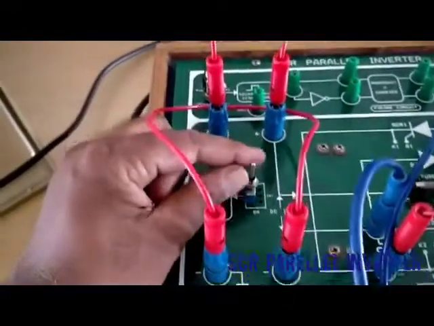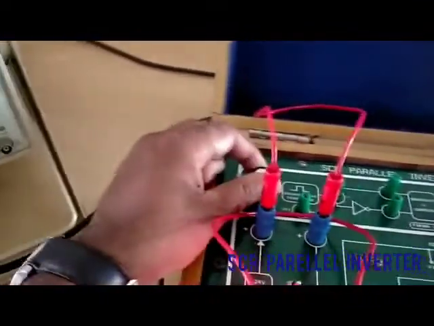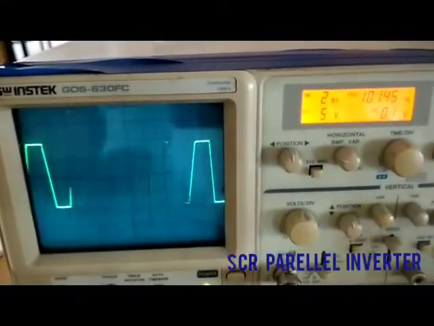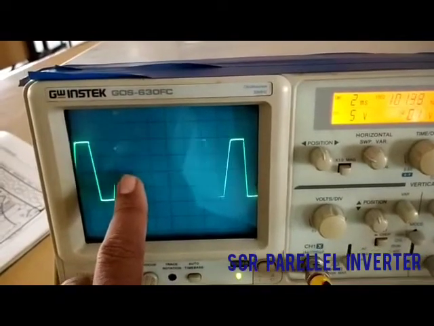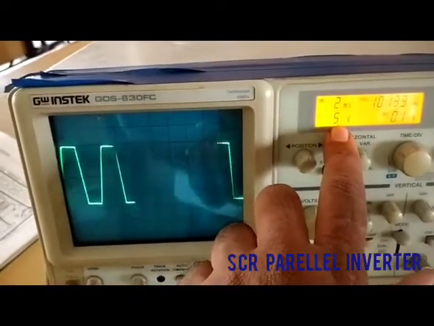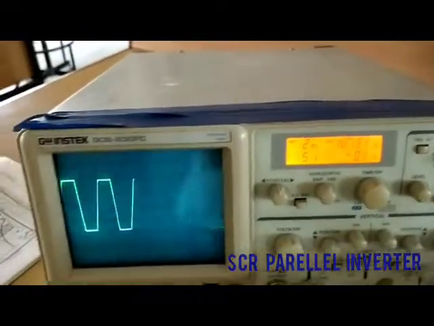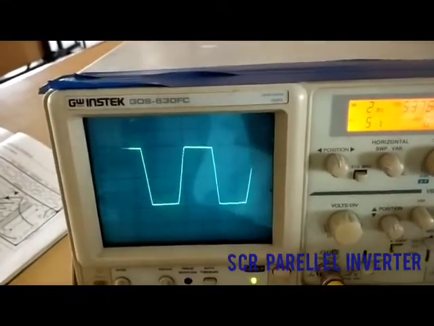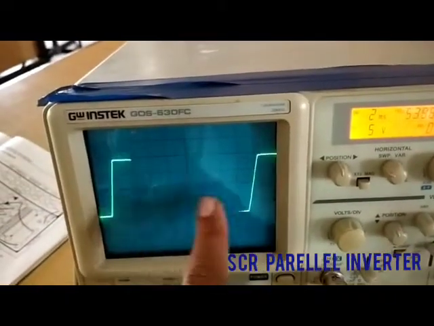Now switching on the kit. Keeping it in the minimum position, you are getting the waveform. You can see 2 ms and 5 volt. Now turning to the maximum position, you can see 2 ms, 5 V, and the waveform is changed like this.